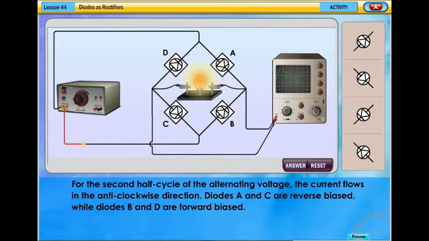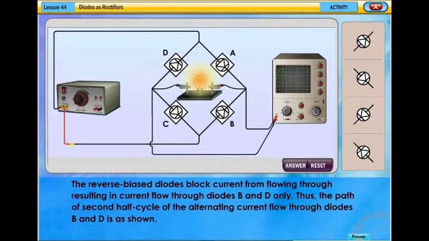For the second half cycle of the alternating voltage, the current flows in the anti-clockwise direction. Diodes A and C are reverse biased, while diodes B and D are forward biased. The reverse biased diodes block current from flowing through, resulting in current flow through diodes B and D only. Thus, the path of the second half cycle of the alternating current flow through diodes B and D is as shown.